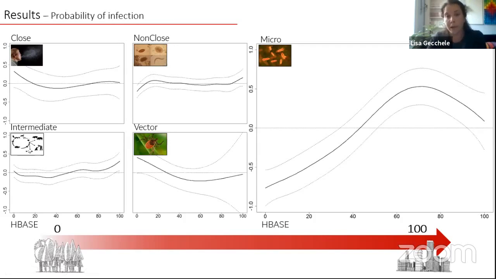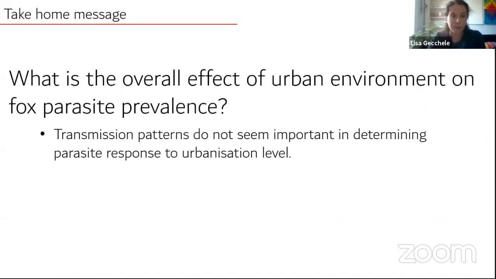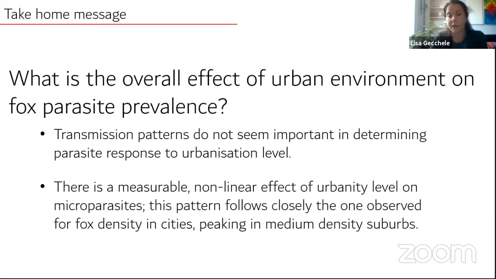And this actually follows quite closely what fox density actually is in the population, because this is roughly suburbs, which is the optimal environment for foxes to live in urban environments. So to conclude, the transmission pattern did not seem to be important in determining the parasite response to urbanization level. However, there is a measurable nonlinear effect of urbanity level on the microparasites, which follows closely fox densities in the city.